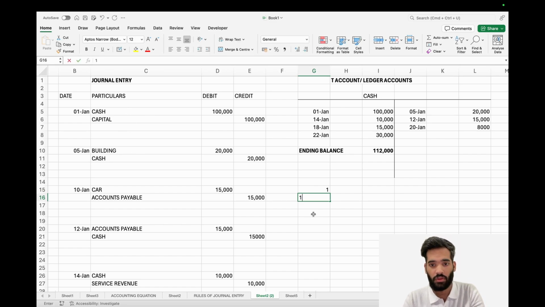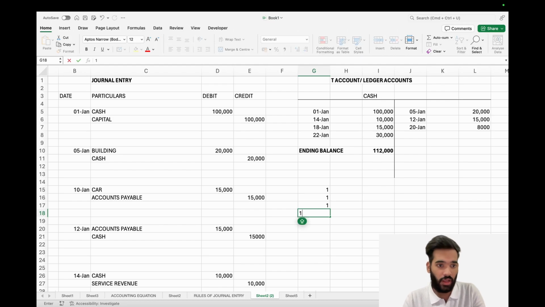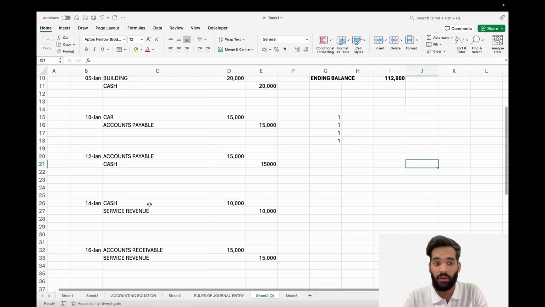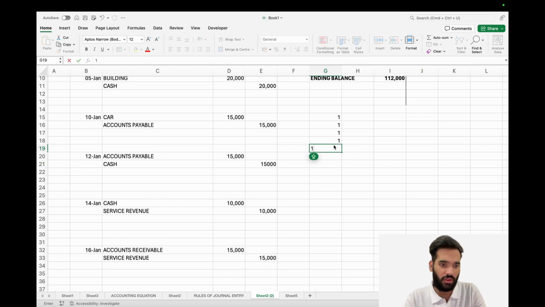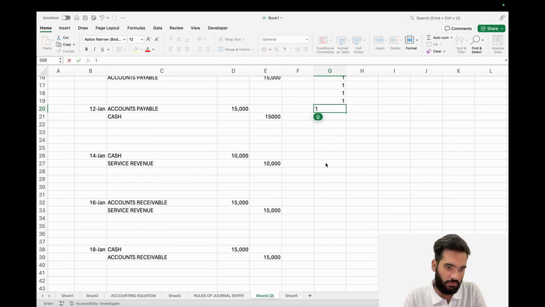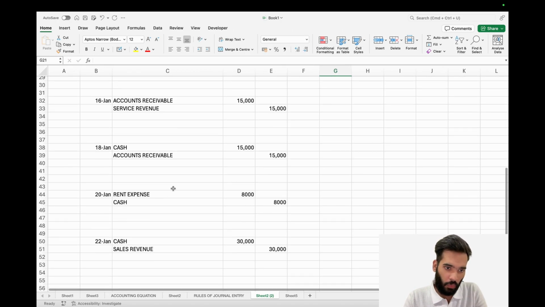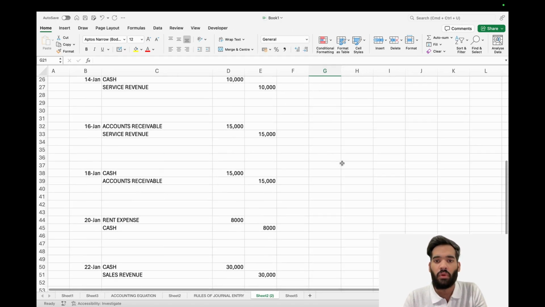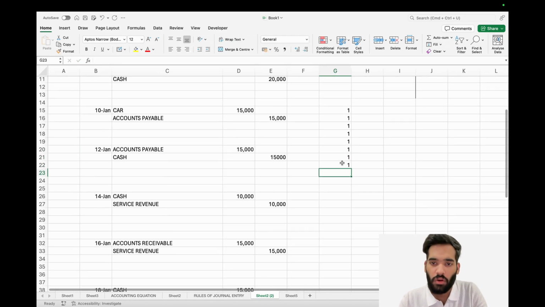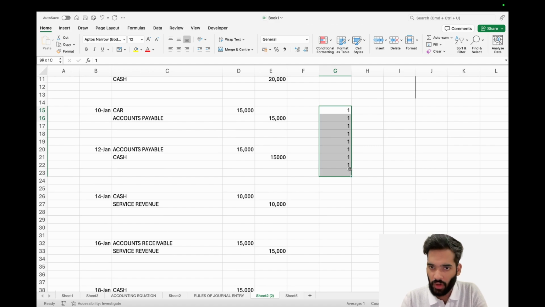building account, one account for building, car account, so one account for car. Then we have accounts payable, one account for accounts payable. Then service revenue, we also have to make an account for service revenue. Accounts receivable, okay. And then rent expense and sales revenue. So rent expense and sales revenue. Amazing. So if we count this out, we need 8 more accounts.